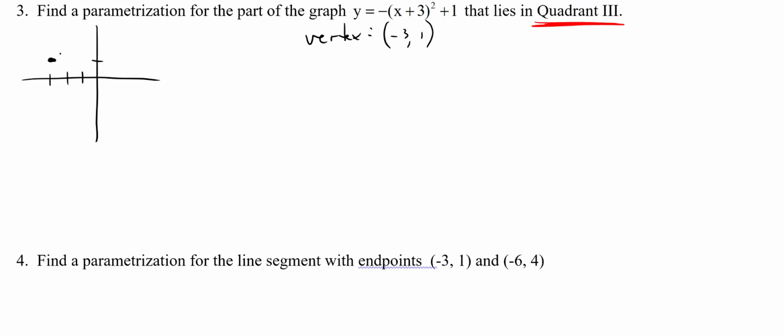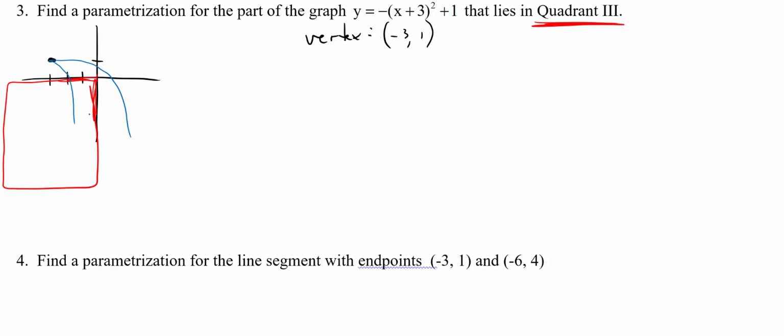But remember, in order for it to be in quadrant 3, it's got to be somewhere in this area here. Okay, so I need to figure out, it certainly can't be by the vertex because that vertex is in quadrant 2. And I need to figure out, does the graph look like this, curve down like that? Or does it look like this?